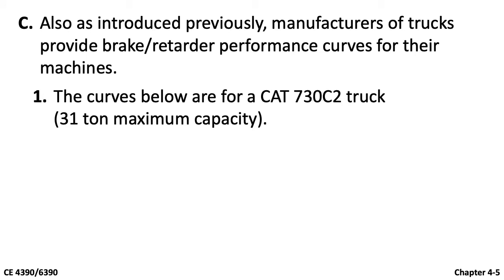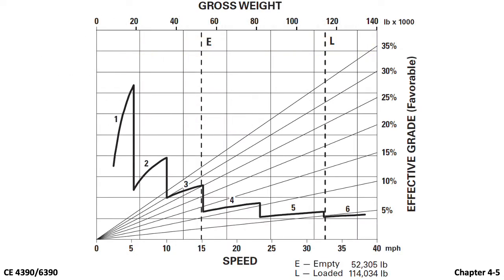So like what you have learned for other machines, we also use retarder performance curves when the machine goes downhill with a negative total resistance. So this chart shows an example of retarder curves for trucks. To find the maximum speed, you can follow exactly the same procedure as for performance curves.